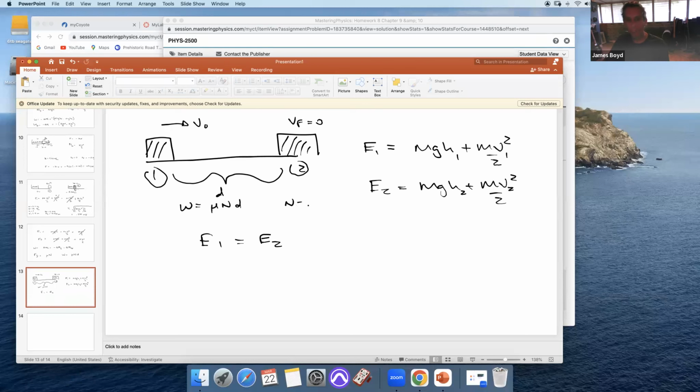But N, we already know, is mg. The normal force on something sitting on a horizontal surface is mg. So we need to take that energy out somehow. We can either write this as E1 minus the work of friction is E2, because however much energy we started with, we lost a certain amount due to friction, and that left us with the energy at 2. Or we can write E1 is equal to E2 plus the work of friction. And you're going to see here that we actually prefer to do this in this case.